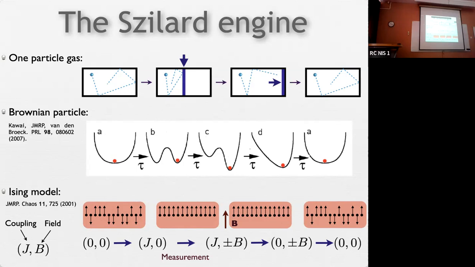So this objection is maybe true for practical reasons. I mean, nobody thinks that the Szilard engine or the Maxwell demon will solve the energetic problems of society. But it's true that conceptually, you can beat the second law in a systematic way.